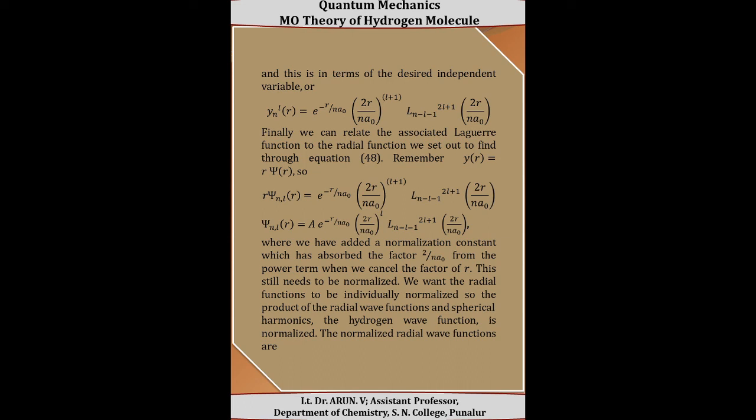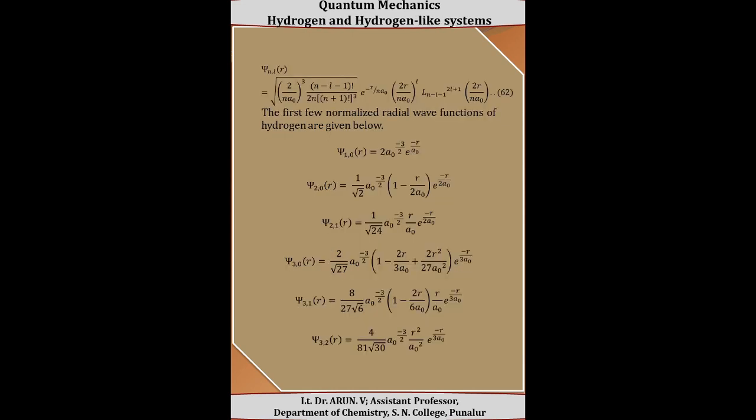Therefore, the normalized radial wave functions of the hydrogen atom become psi_nl(r), that is equal to, here the derivation is not required, the normalization constant, that is equal to the square root of (2 by n a0) raised to 3 into (n minus l minus 1) factorial divided by 2n (n plus l) factorial, whole raised to the half, into e raised to minus r by n a0 into (2r by n a0) raised to l into L_(n minus l minus 1) raised to 2l plus 1 of (2r by n a0).